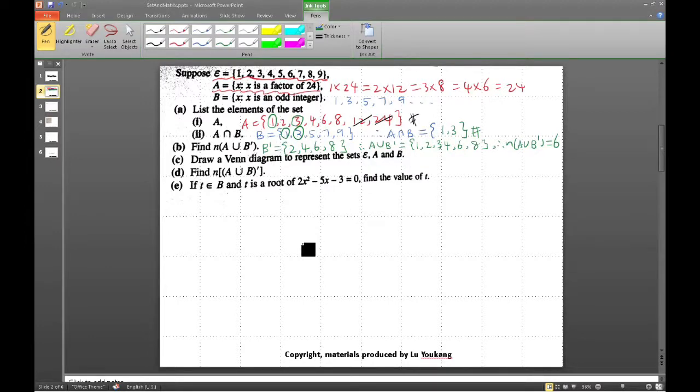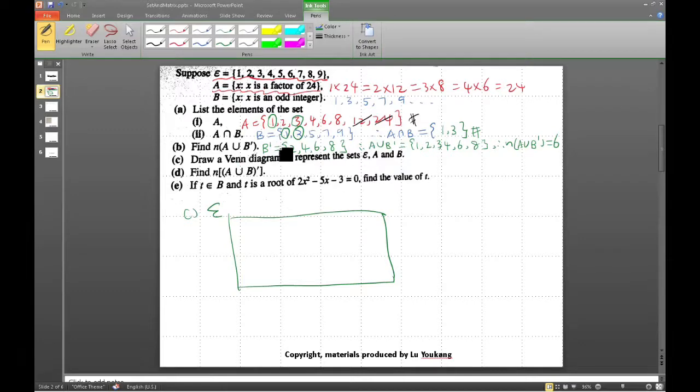Okay, question C. We are asked to draw a Venn diagram to represent the sets E, A, and B. So E is the universal set. So let's draw a big rectangle. And this rectangle should be represented by E. Let's call this E.